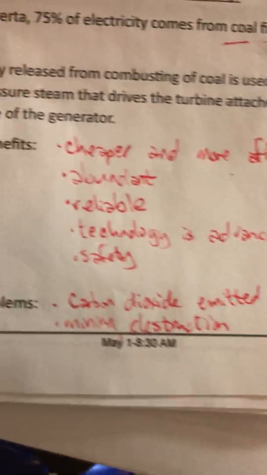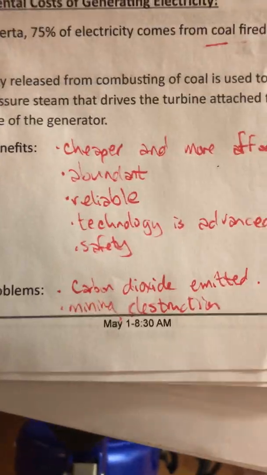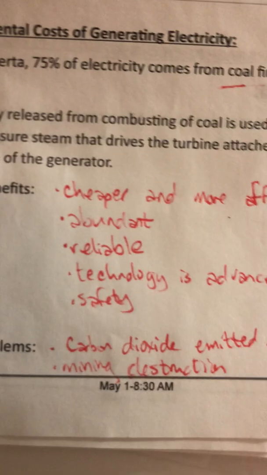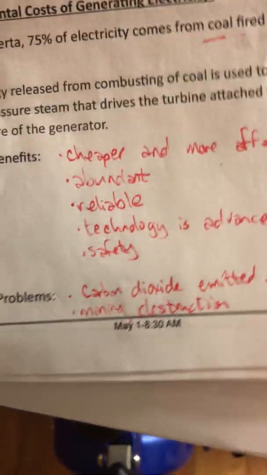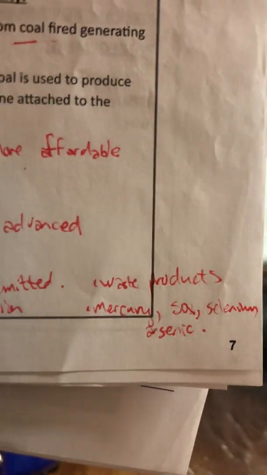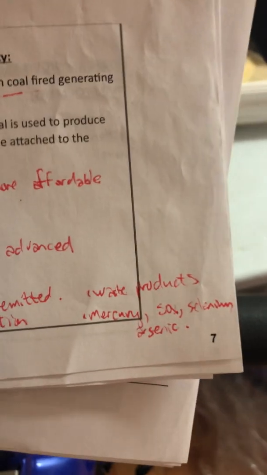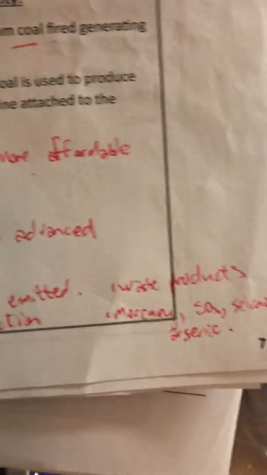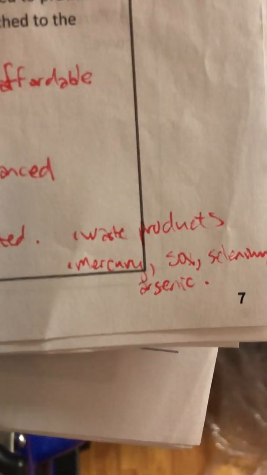What are the problems? Well, number one, carbon dioxide emissions. Number two is the destruction that mining causes on the environment, as well as the danger it is to the workers in those mines. The waste products: not only do we get carbon monoxide and dioxide, we get mercury, sulfur oxide, selenium, arsenic, different things that are definitely not good for us.